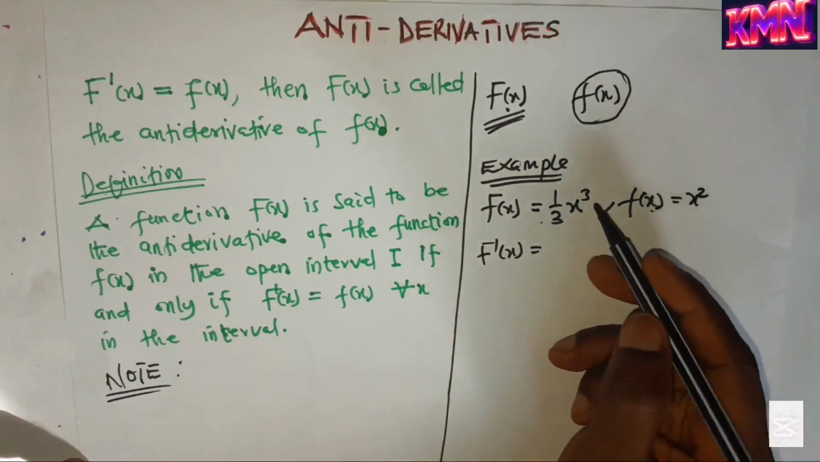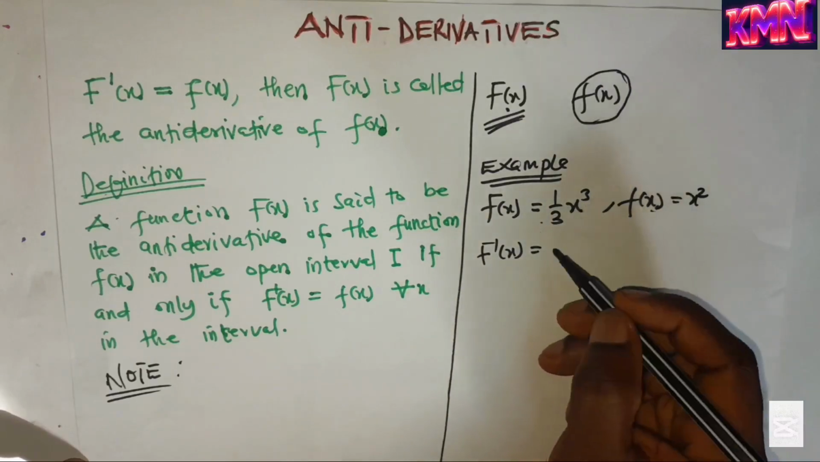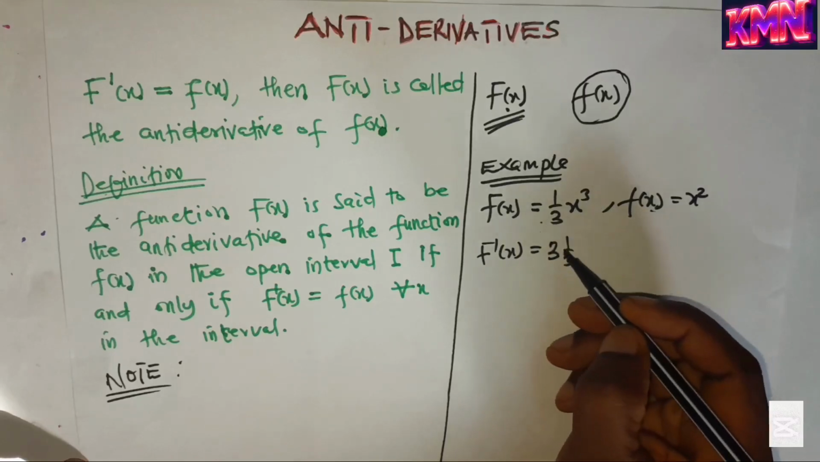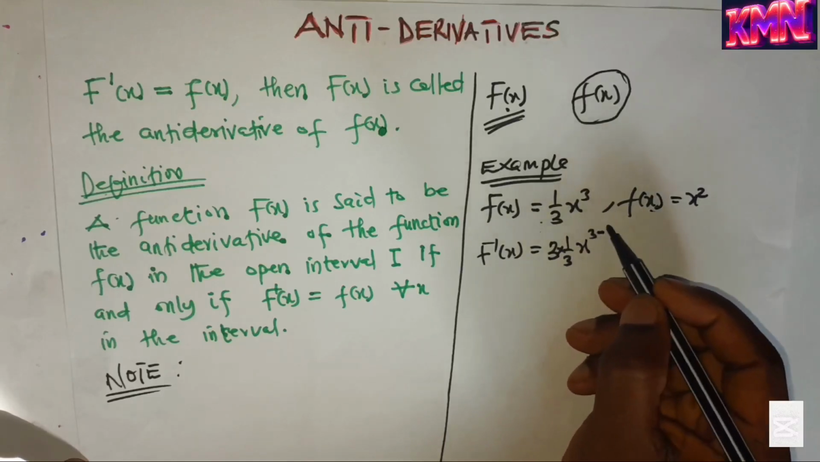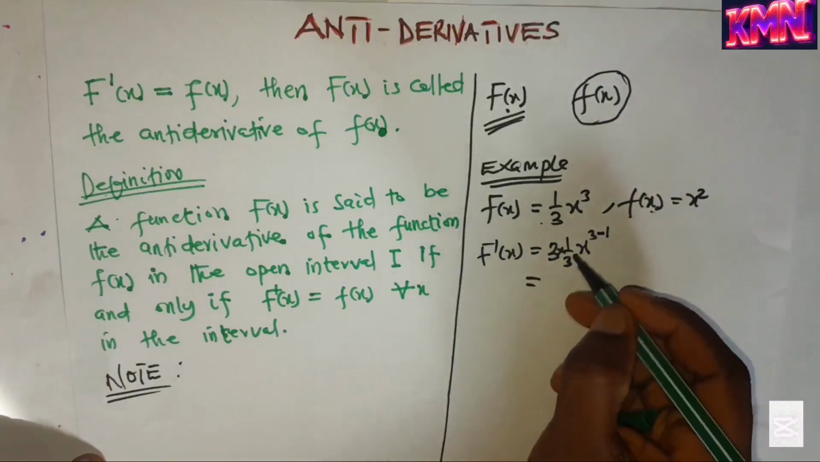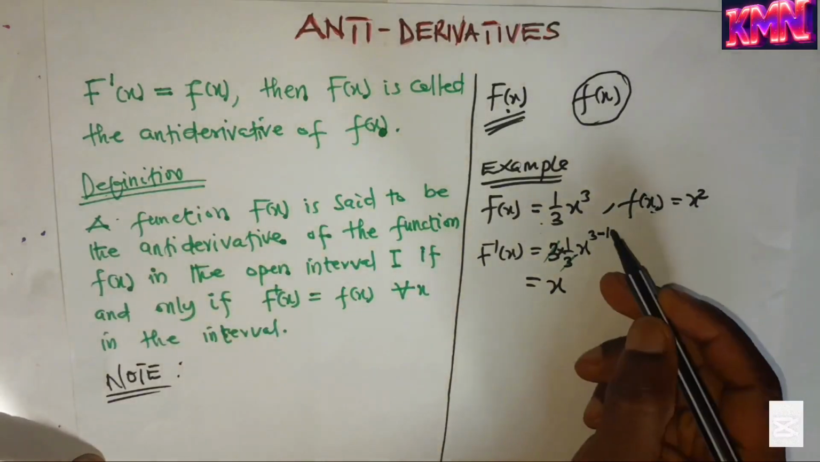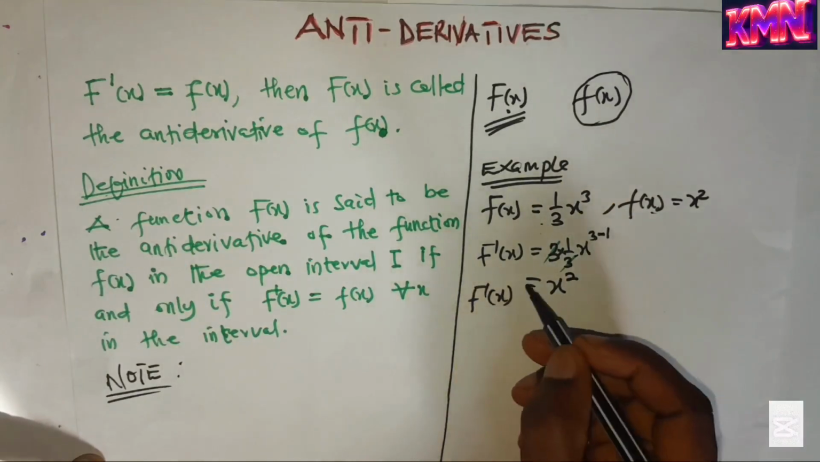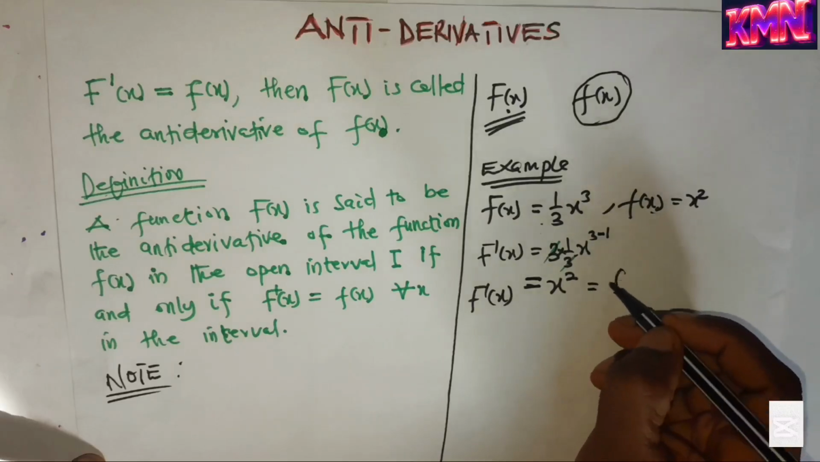Let's see. You know that when we are trying to find the derivative of a particular function, we take this power, multiply by the whole thing, then we take 1 from the power. So when we simplify this, get rid of this, hence we are going to get x. When we subtract 1 from here, we're going to get what? 2. So it means it's equal to x squared, which is the same as f at x.